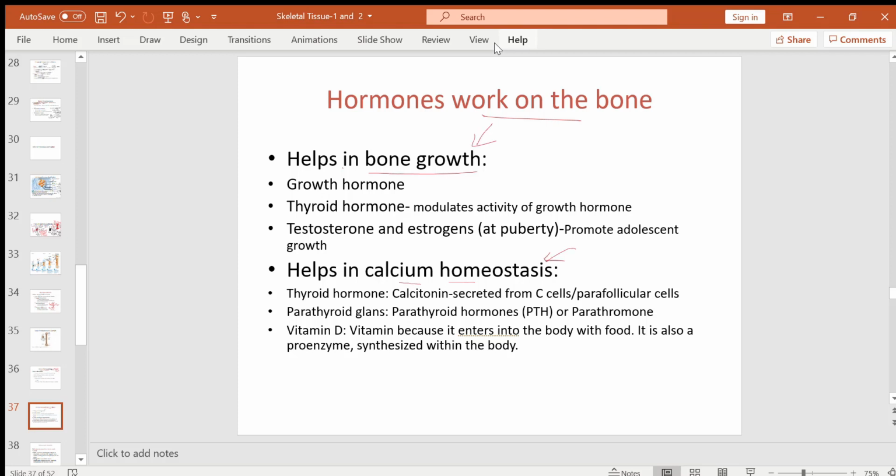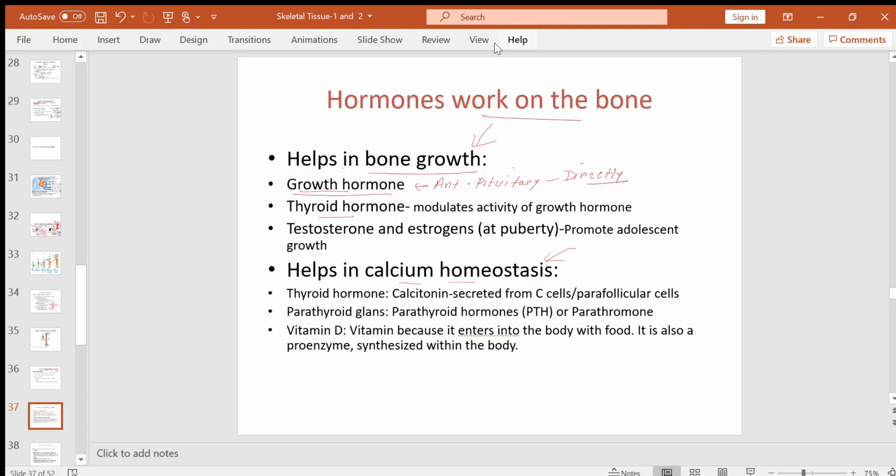So which hormones help to grow the bones? Growth hormone. Of course, its name is growth hormone. Comes from where? Anterior pituitary. Okay. This growth hormone directly stimulates the bones and helps in the growth of the bone. So it works directly on the bone.